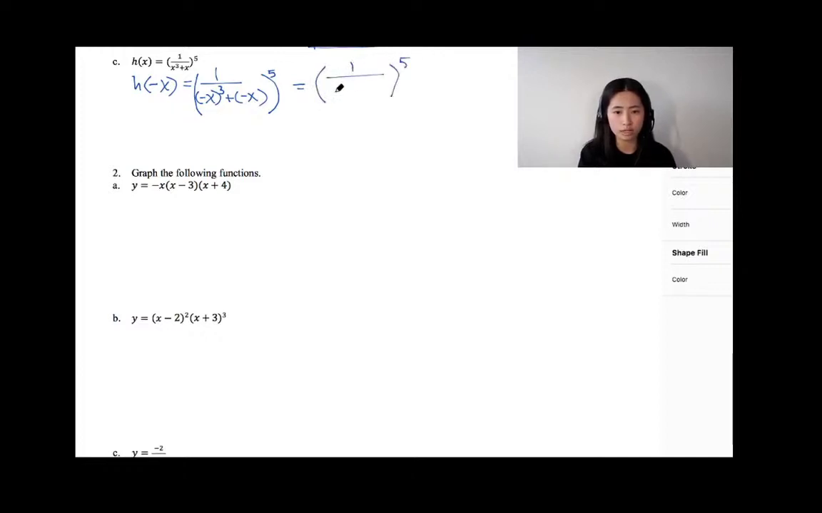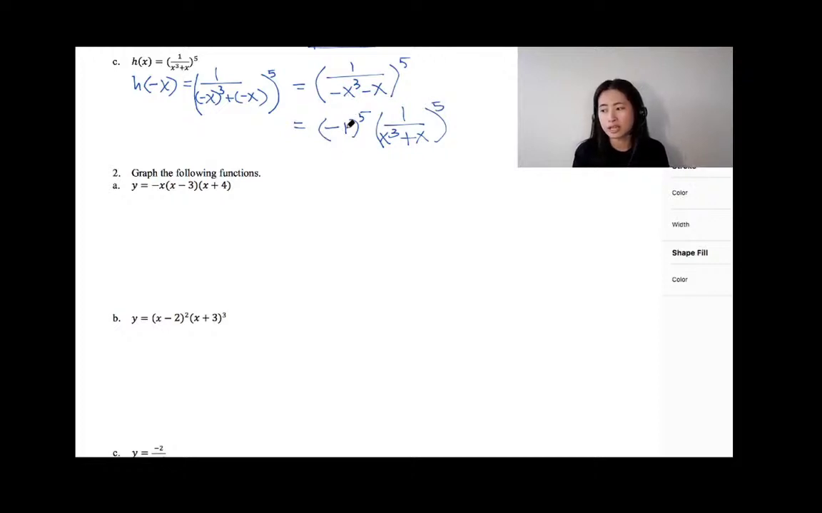1 over, this is going to be negative x cubed, right? And then we have negative x. Okay, so from there, we can take out this negative sign, such that this is now going to be negative. And by the way, because you have 5 here, we can say that this is negative 1 raised to the power of 5. Because remember, you're taking the negative 1 out from an exponent of 5. So you need to make sure you have that 5 there. And then you can rewrite this as 1 over x cubed plus x, raised to the power of 5. Okay, so there we have it.